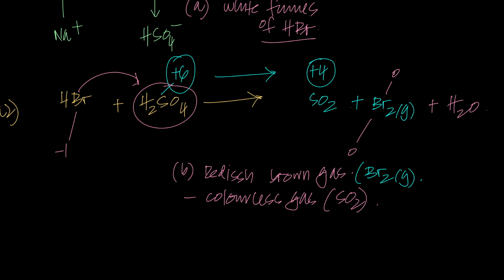How do you balance it? Pretty simple. There are 2 Brs on the right, so I'll add a 2 here. And there are 4 hydrogens on the right, only 2 here, so I'll add a 2 here. Oxygens are automatically balanced. So this is the observation: reddish brown gas. If a reddish brown gas follows, that means the HBr has done its thing. Makes sense? Now the last one.